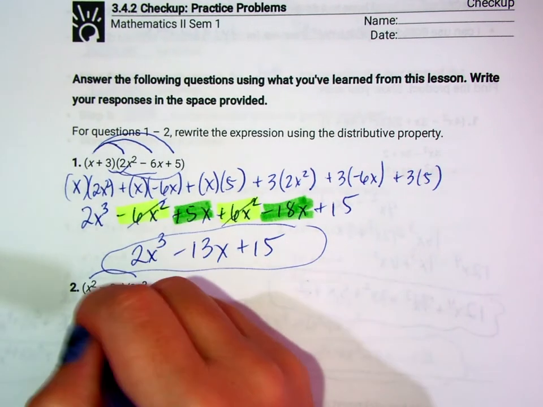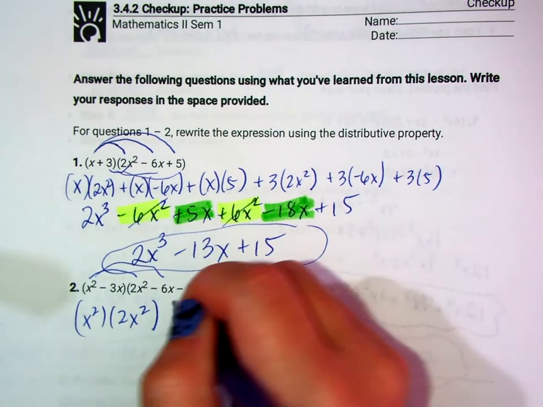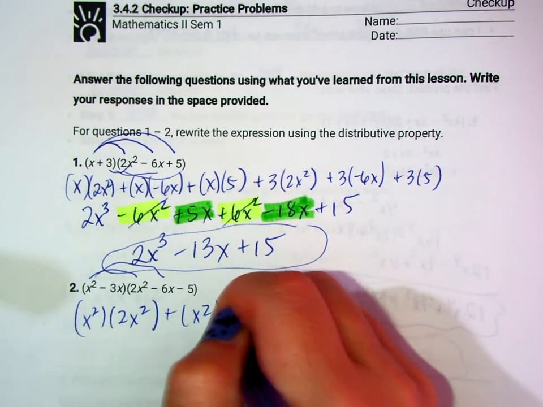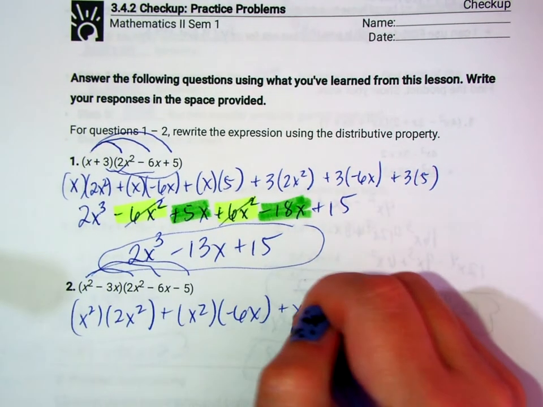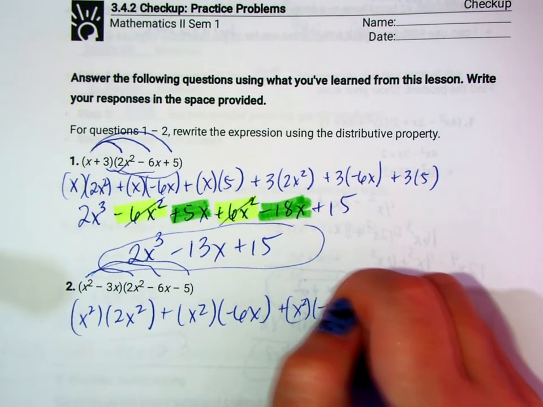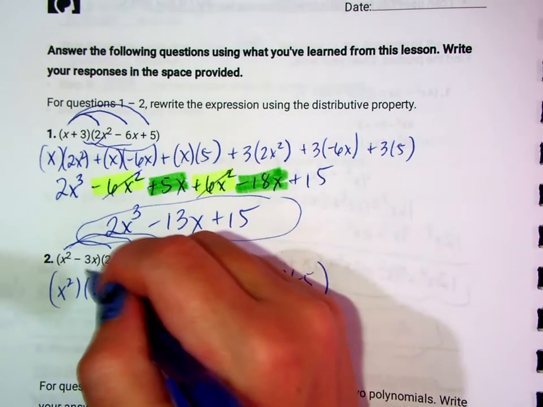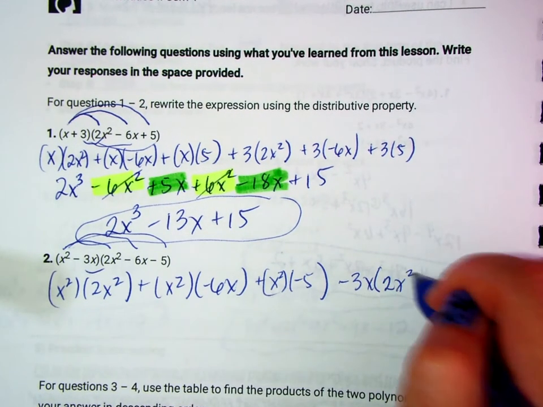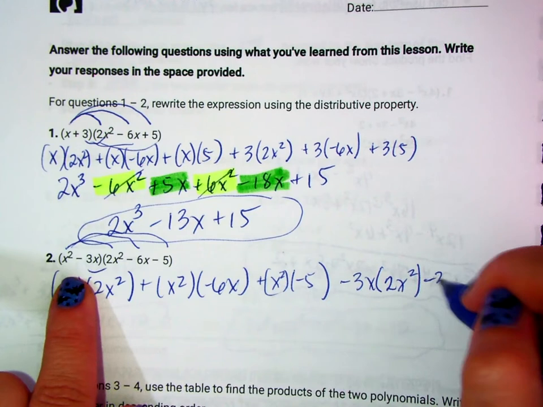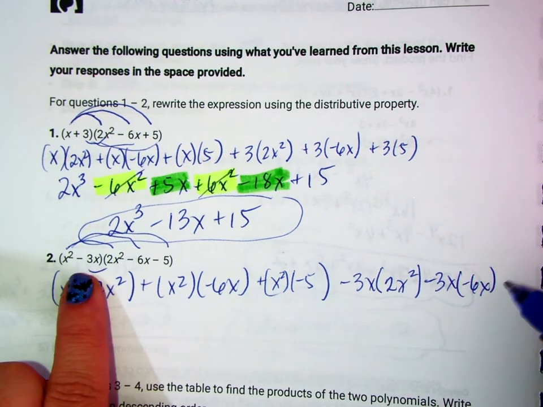All right, for the next one, here I go again. x squared times 2x squared, x squared times negative 6x, and x squared times negative 5. Those are my first three. And then negative 3x times 2x squared, negative 3x times negative 6x, and negative 3x times negative 5.